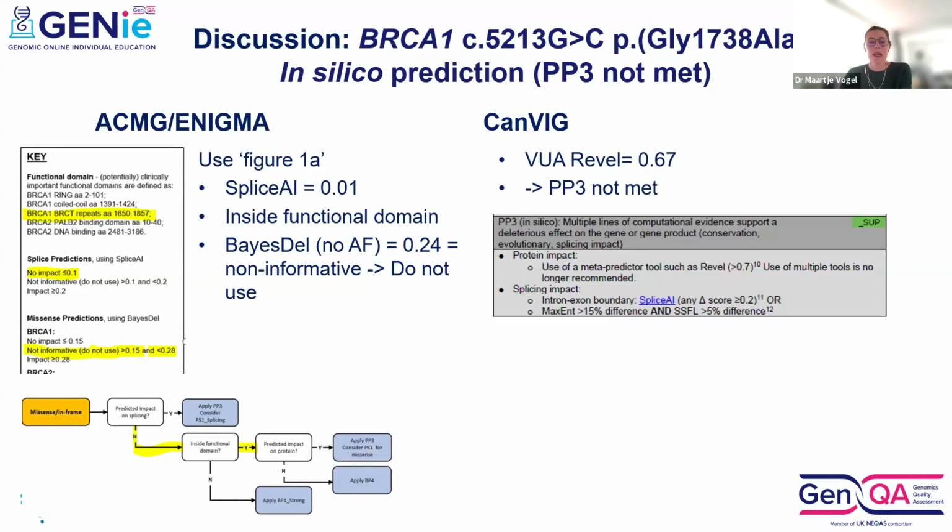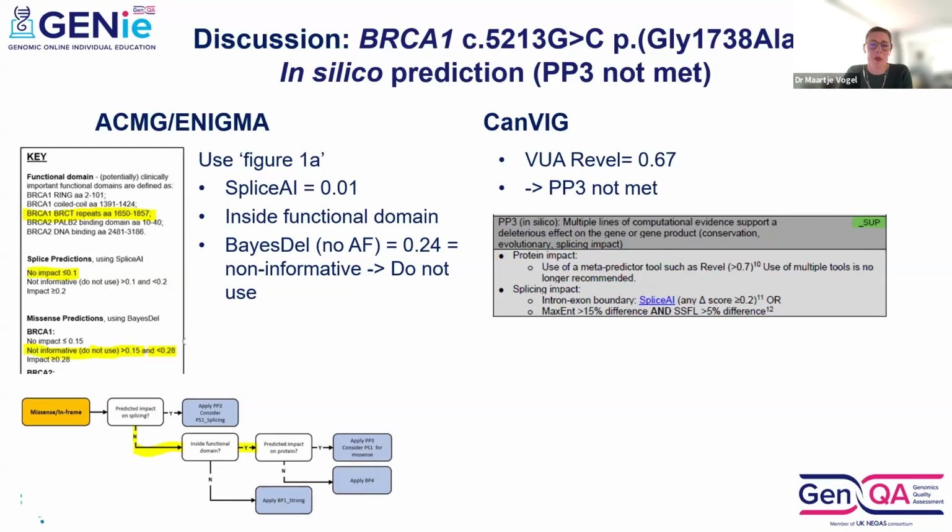So when you use the ENIGMA guidelines, and that's on the left, and you want to know which bioinformatic code you can or cannot apply, the easiest thing to do is use figure 1A. And here you see a screenshot of part of this figure, so the relevant part for this variant. And you just have to follow the lines and you get to the right answer. The information that you use to get there is the SpliceAI score. You need to know if the variant is inside or outside the functional domain. And you need the BayesDel predictor.